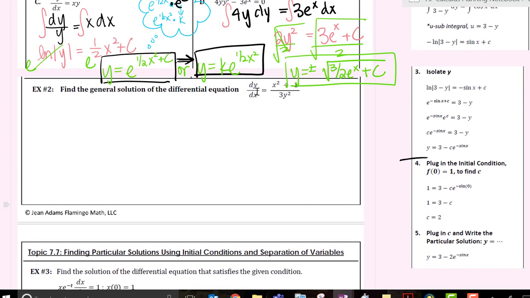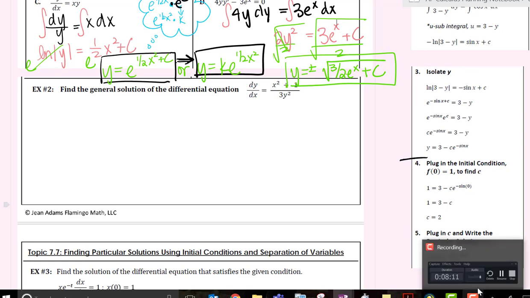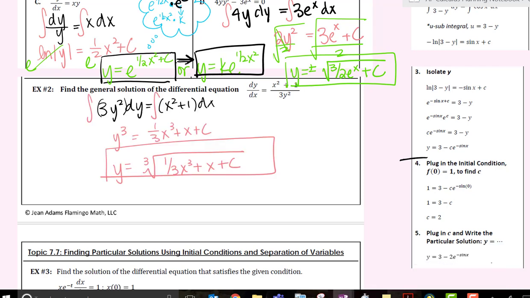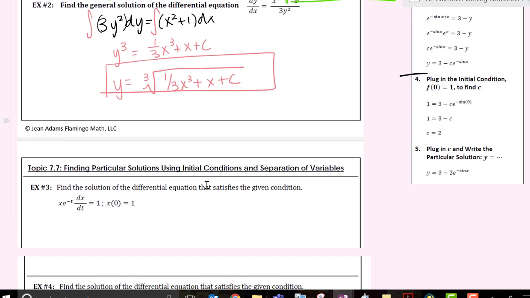I'm going to have you guys pause and try this example 2 on your own, especially if you did not try c or d on your own. Example 2 is a great place to try it out. All right, check out your answer. You should have had y equals the cubed root of 1/3 x cubed plus x plus c.